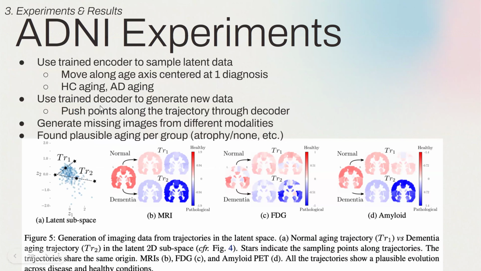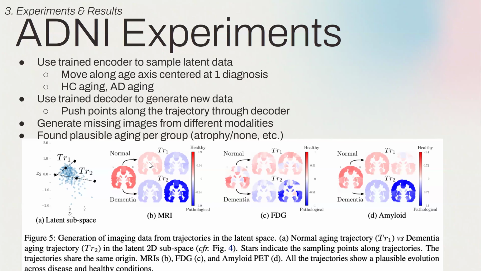So what they do is they use the decoder to select a new data point. They fix the axis along the diagnosis axis, and then they move throughout the aging axis to see what the aging trajectory is for a healthy subject, what the aging trajectory is for a dementia subject, and stuff like that. They pick a point in the latent space and vary one of the dimensions, then push that point through the decoder, and that generates a new data sample. And they just look at that.